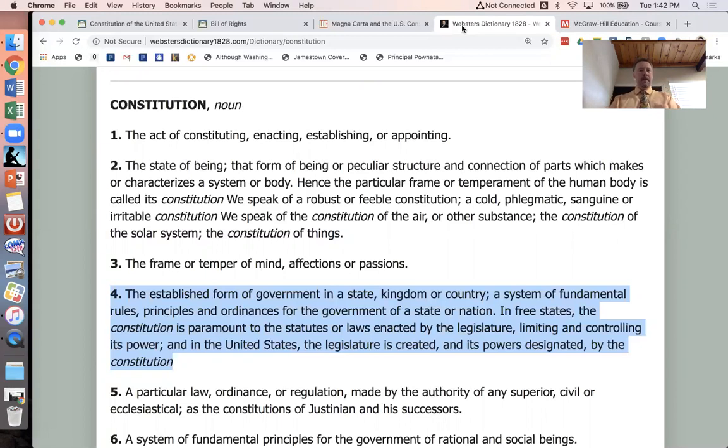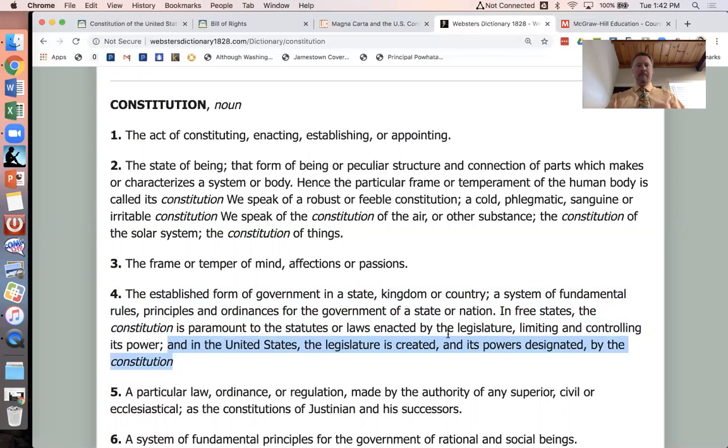So here we go. The established form of government in a state, kingdom, or country; a system of fundamental rules, principles, and ordinances for the government of a state or nation. In free states, the Constitution is paramount to the statutes or laws enacted by the legislature, limiting and controlling its power. And in the United States, the legislature is created and its powers designated by the Constitution. So you can see right here a very American definition that was even added by Noah Webster.